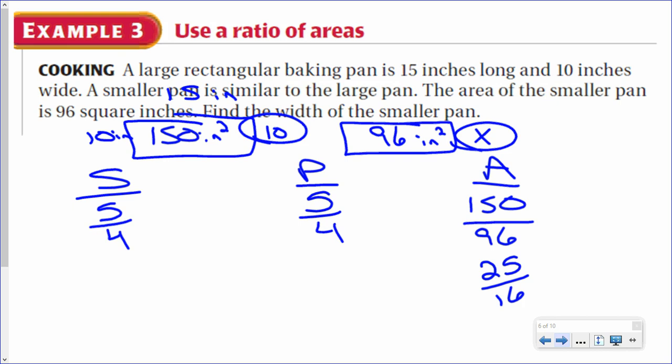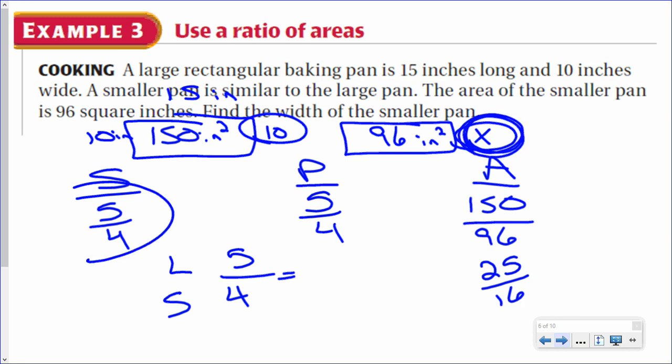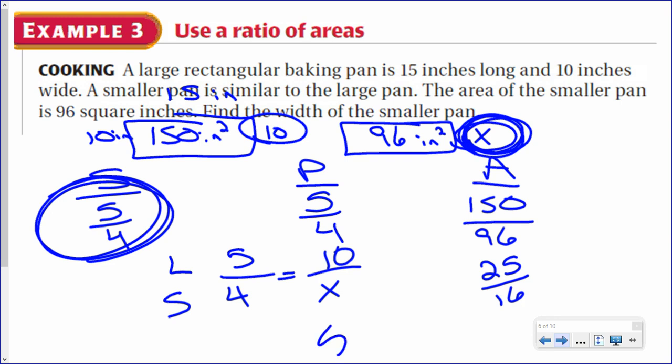Okay, so let's go with the large pan and the small one. The 5 would go with the large pan. The 4 would go with the small pan because 5 is bigger. Now, since we're trying to find X, which represents the side, that's why I grabbed this. Because of this, it's a side. And now I want to match them up. So 10 is on the large one, so 10 goes on top. X goes on the bottom. Cross them up diagonally. 5x equals 40. Or X equals 8.